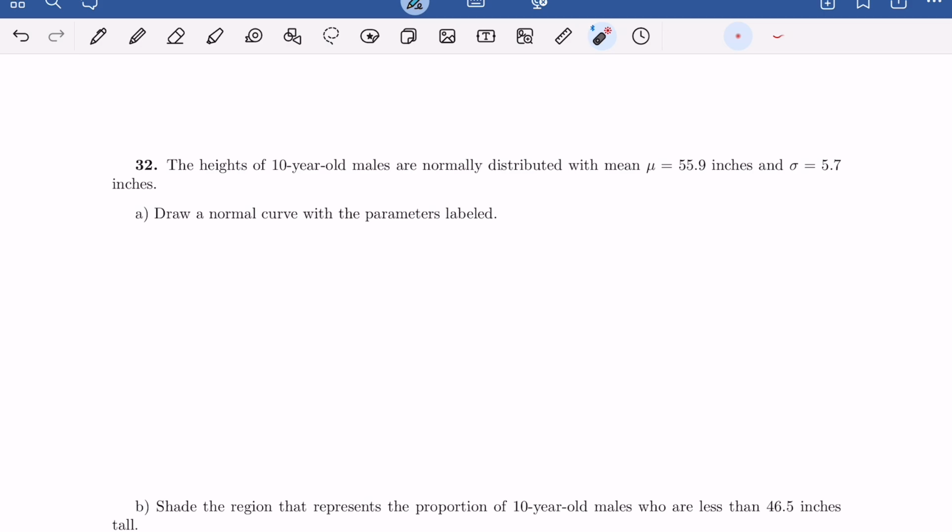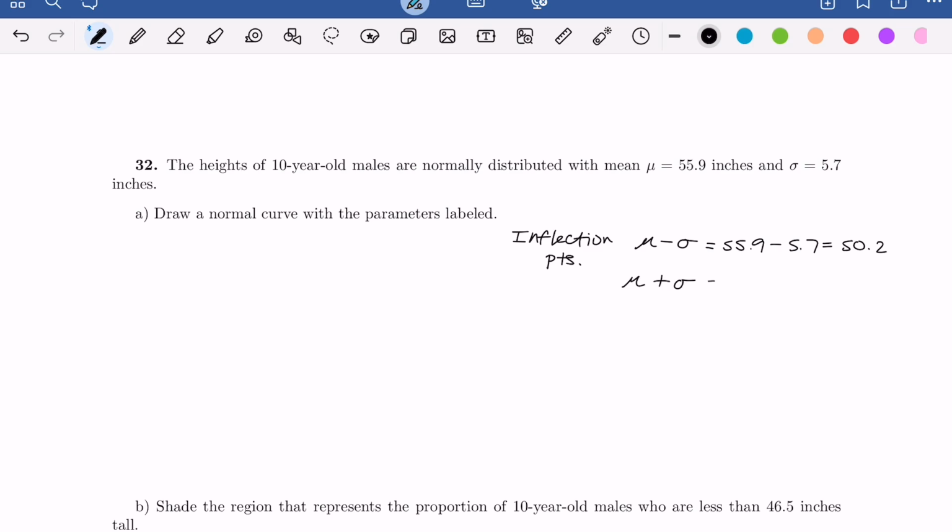Now, for this next problem, the heights of 10-year-old males are normally distributed with mean 55.9 inches and standard deviation of 5.7 inches. With this, we want to draw a normal curve with the parameters labeled. In order to do that, we're going to want to find the inflection points of this curve. The first one is going to be the mean minus the standard deviation, which is 50.2. And the next one is going to be the sum of these. So these are our inflection points.